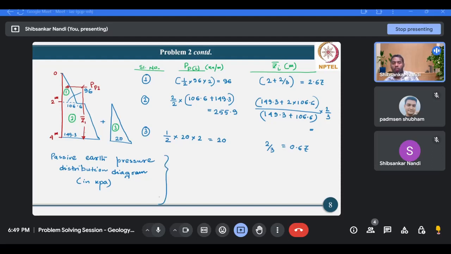Okay, now coming to the resultant thrust PP, so this will be summation of PPI, 1 to 3. That means 96 plus 255.9 plus 20. It's 371.9, this much kilonewton per meter. Okay, so this is the resultant passive thrust.